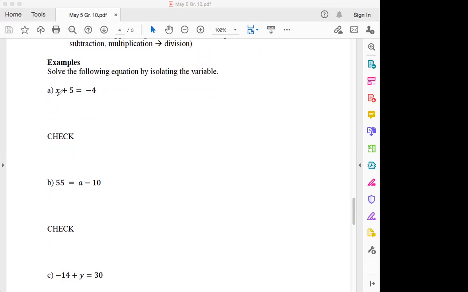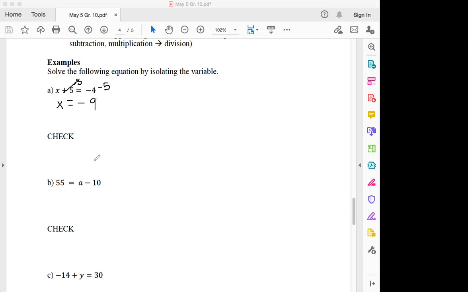So what we have to do is we have to do the opposite of what it's doing on this side to get it onto this side. So in other words, right now it says plus 5. So what we have to do is we have to subtract 5. Whatever we do on one side, we have to do on the other side. So the exact same thing that we did with Pythagorean theorem. Okay, so plus 5 minus 5 is 0, so that cancels out. And that's exactly what we want to do. So then we're left with x, and it's equal to -4 minus 5, which is -9.